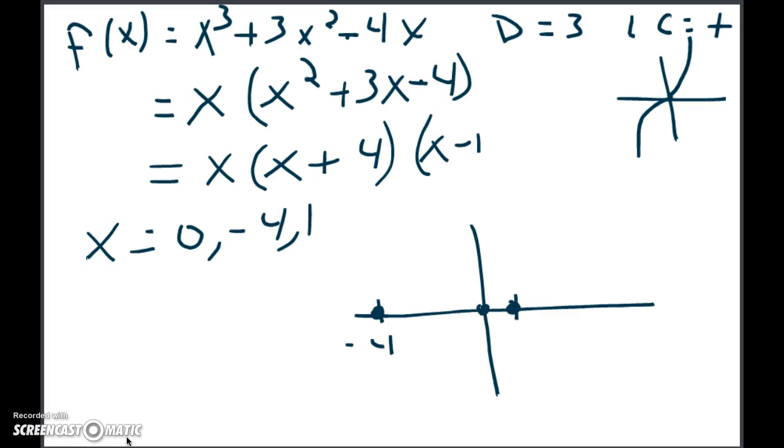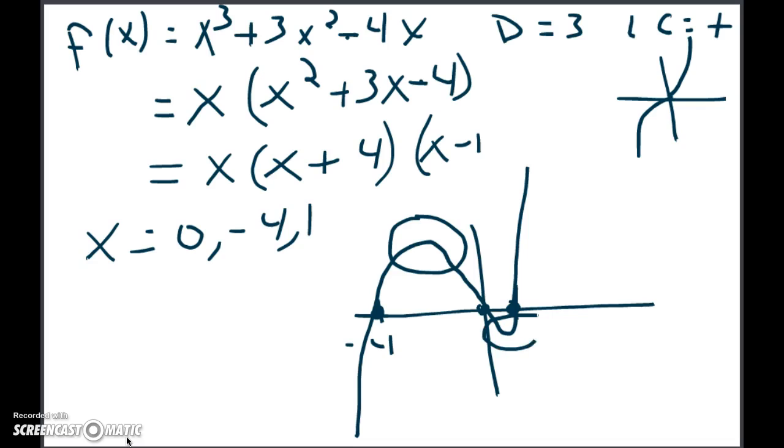Since I know the graph falls to the left and rises to the right, I know it's got to look like that. So what's it do from negative 4? It must go up, and it's got to come down to go through that 0, down, and then up. So I know my graph looks like this. What I don't know, and I really don't care about at this point, is how high or low these relative maximum and relative minimums are. That's the graph I'm looking for.